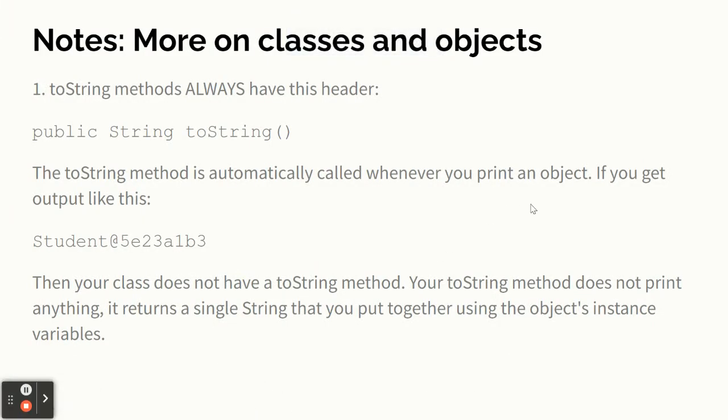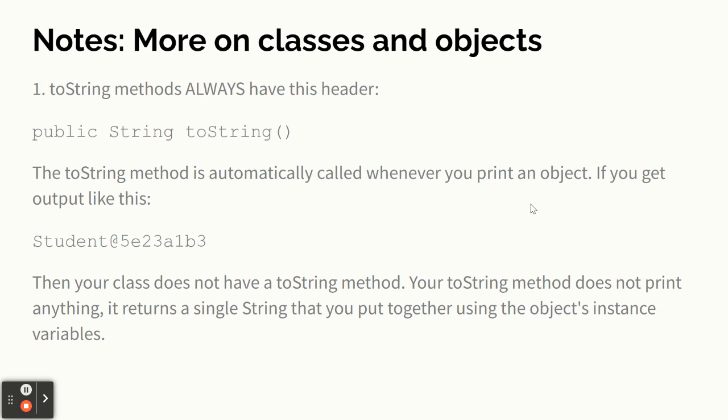This is called More on Classes and Objects. It doesn't have a section number. This is just some random things I wanted to reinforce. The ToString method always has this exact header, public string ToString.